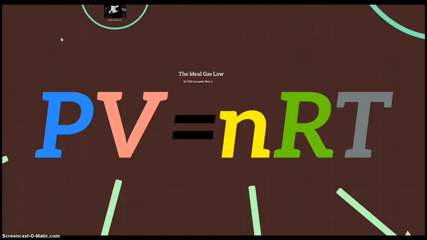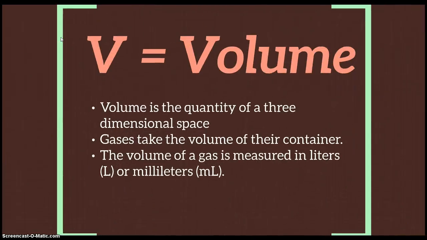Now let's take a closer look at V. V is equal to volume. The volume of a gas is the quantity of three-dimensional space. Gases take the volume of their container. The volume of a gas is measured in liters, L, or milliliters, mL.